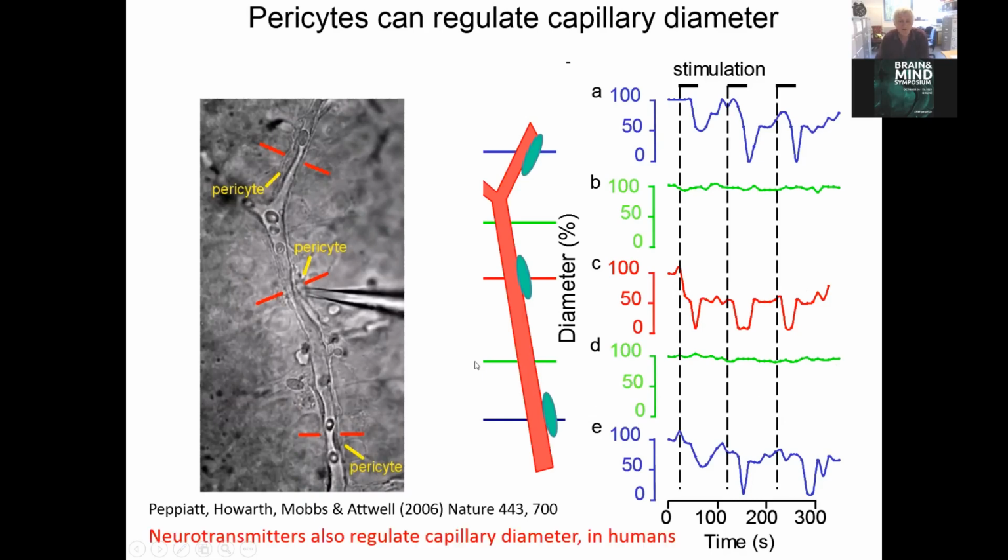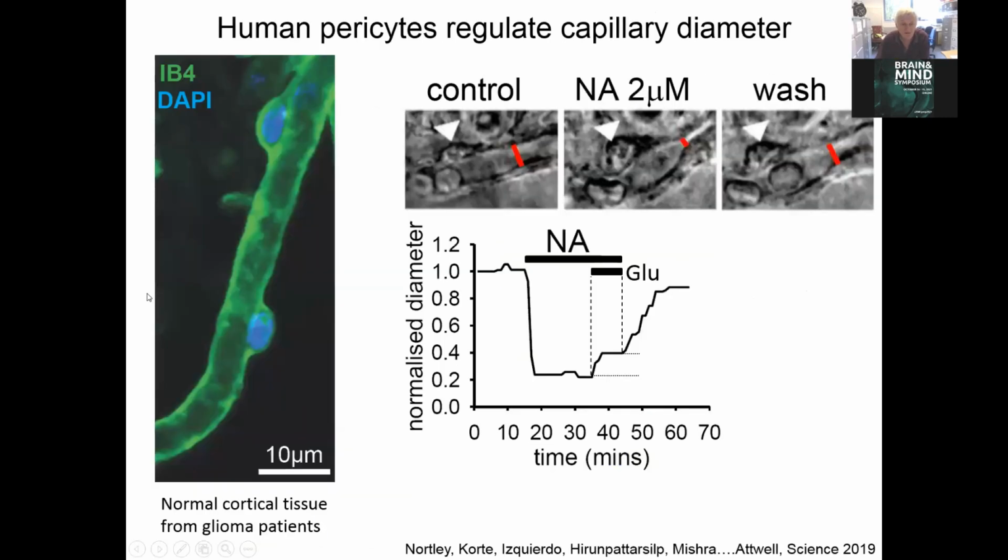Now, it turns out that neurotransmitters also regulate capillary diameter, and I want to show you this in human tissue. We get human tissue from neurosurgical operations. If you have to remove a glioma from the brain, often you need to remove some normal tissue above the glioma in order to access it. And then we can get tissue that looks like this.